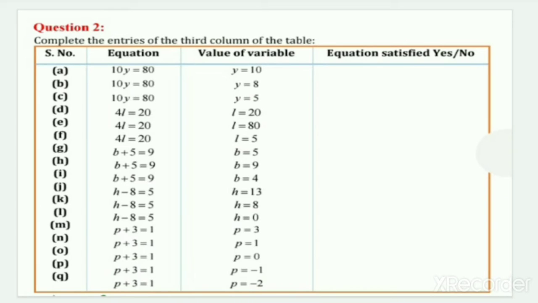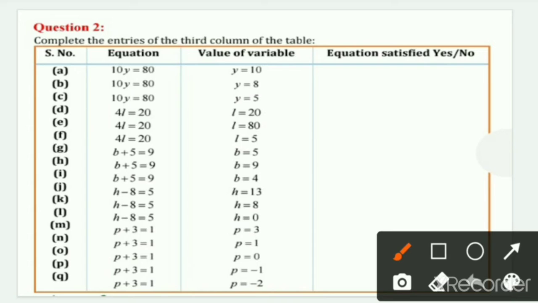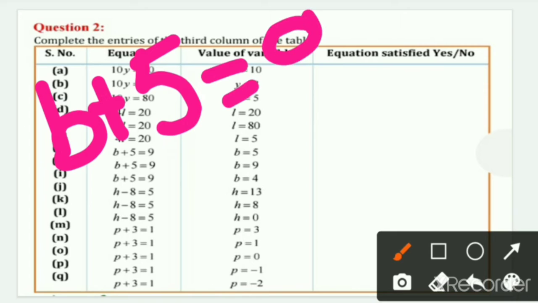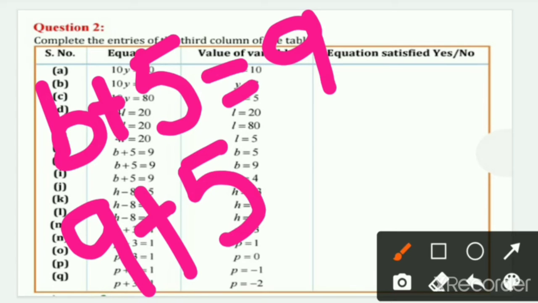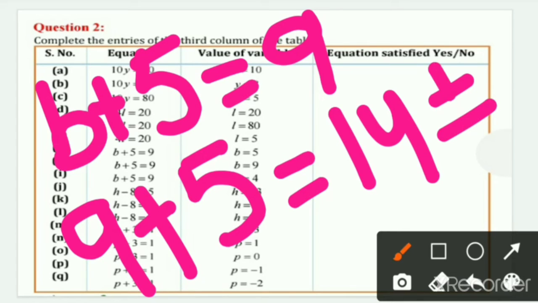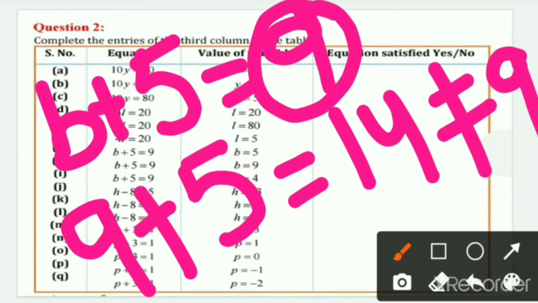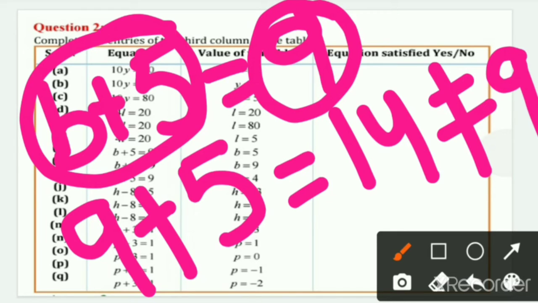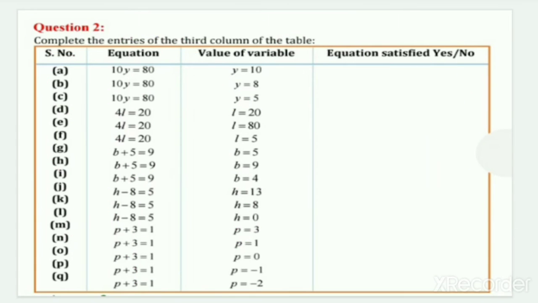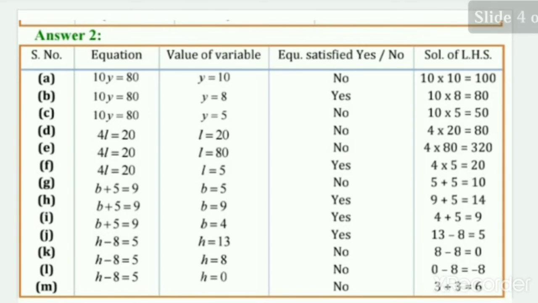Let's discuss the H part. It is given b plus 5 is equal to 9, and it is already given that b is equal to 9. So if it is 9 plus 5, what is 9 plus 5? It is 14. So 14 is not equal to 9, because 9 is given on the right hand side and 14 comes on the left hand side. So it is not equal. It is wrong, so the equation doesn't satisfy. The same way you can solve the others. The solution is given to you here, and we will say yes or no according to the value given to us.